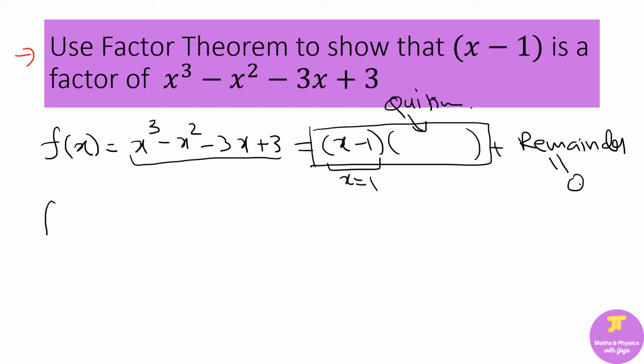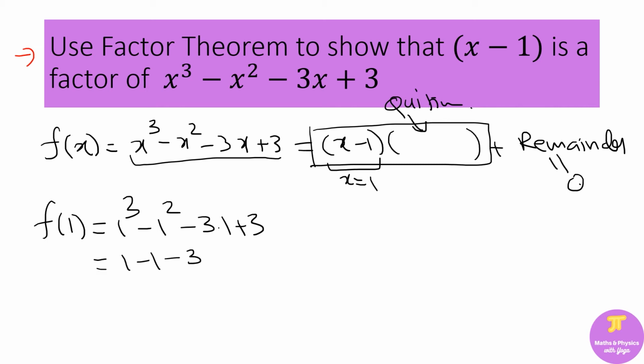So what is f(1)? So 1 cubed minus 1 squared minus 3 into 1 plus 3, which is equal to 1 minus 1 minus 3 plus 3, and here we go, this is equal to 0. Therefore, the remainder equals 0.